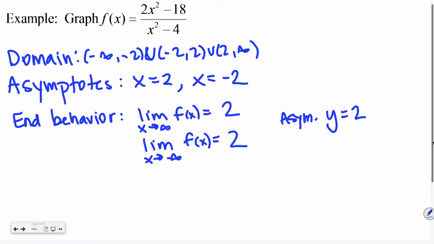What's our fourth step? Intercepts? Yep. And behavior was that horizontal asymptote. Okay, so our intercepts. Let's start with the easy one first. When we plug 0 in for x, leftover is?